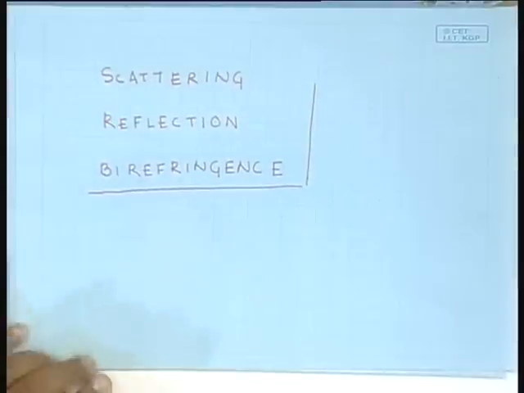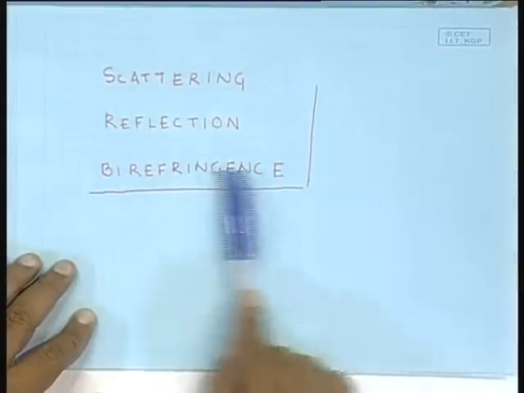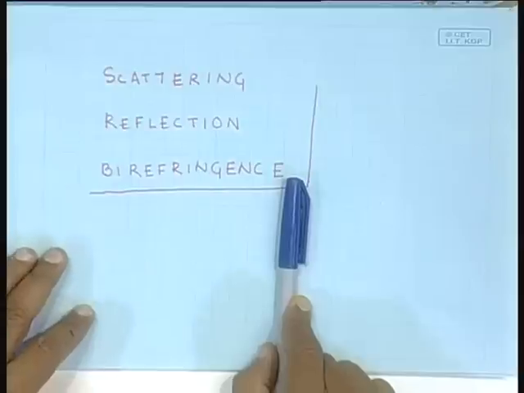That is something which we have learnt today. We have discussed this earlier also. So today again I have told you how scattering produces linearly polarized light. So in the next lecture we are going to discuss the other two mechanisms. We are going to discuss reflection and birefringence.